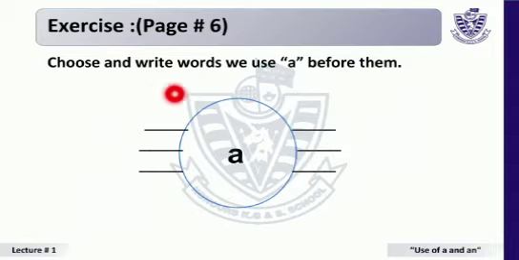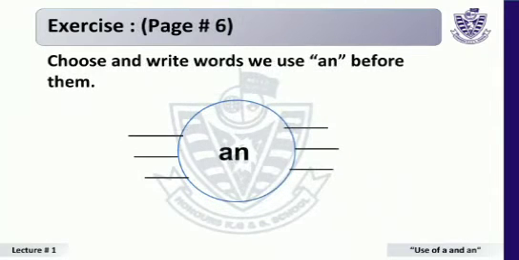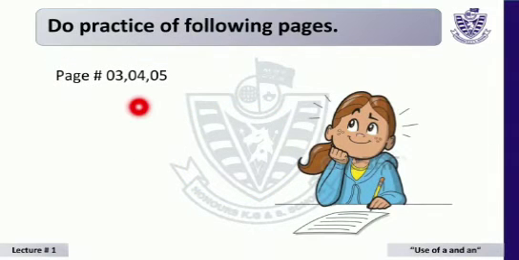Students, choose and write words, we use a before them. As we have learned that we use a before those words whose first letter is consonant, so you will write here some words starting with consonant. Choose and write words, we use an before them. As we have learned that we use an before those words whose first letter is vowel, so you will write here some words starting with vowel. Do practice on page number 3, 4 and 5.